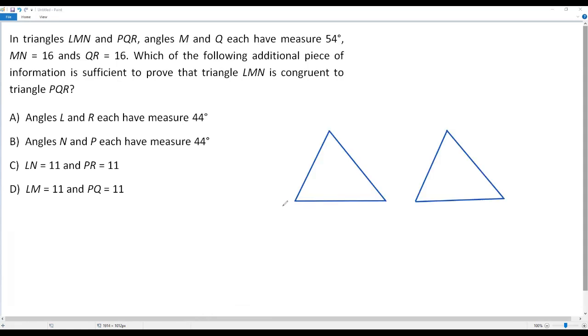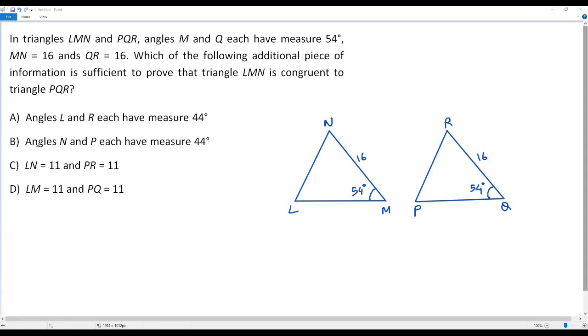Let me mark the vertices in these two triangles: L, M, N over here, and here we have P, Q, R. There is information that the two angles M and Q have the measure 54 degrees. At the vertex M in the first triangle, we have the interior angle 54 degrees, and at the vertex Q in the second triangle, we have the same interior angle 54 degrees. The length of MN is 16, and the length of QR is also 16.